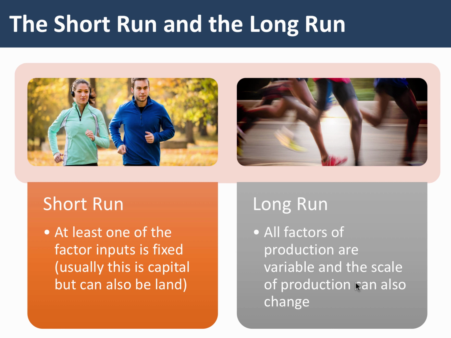In the short run, at least one factor of production is fixed, and this means that output can be increased by adding variable factors such as employing more workers or buying in more raw materials. In the long run, all factors of production are variable, and the scale of business production can also change. So when we think about variable costs for businesses, we're essentially thinking about the short run production.